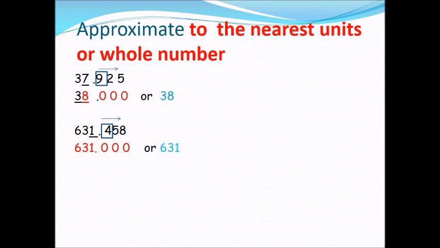So I will ask myself, is 4 one of the strong numbers or weak numbers? Yes, 4 is one of the weak numbers that doesn't affect the digit, just ignore. So the answer would be 631.000 or 631.